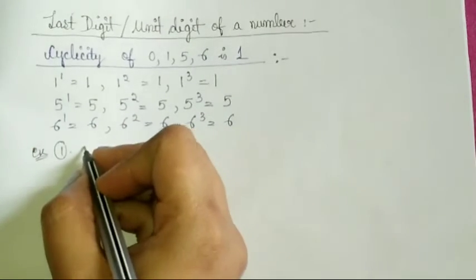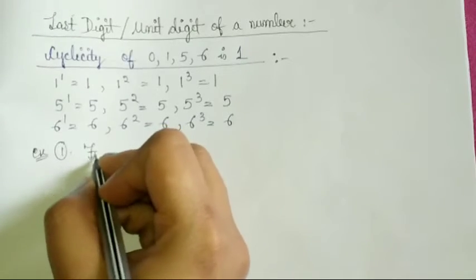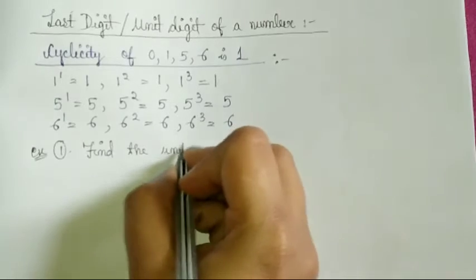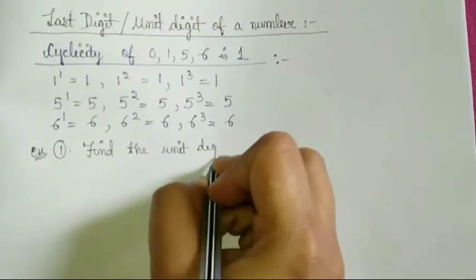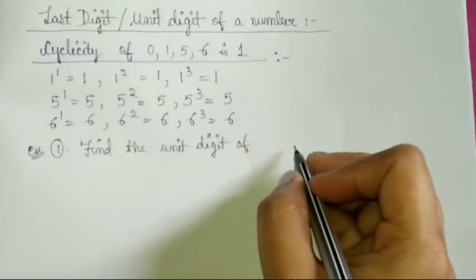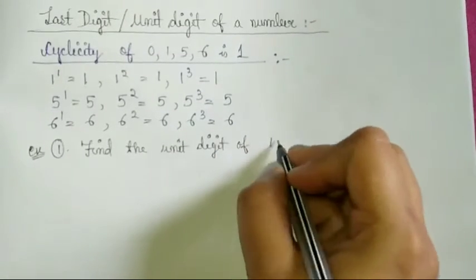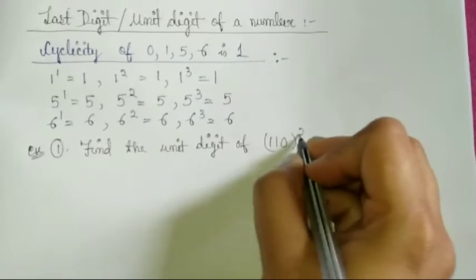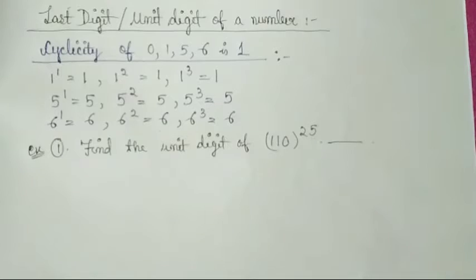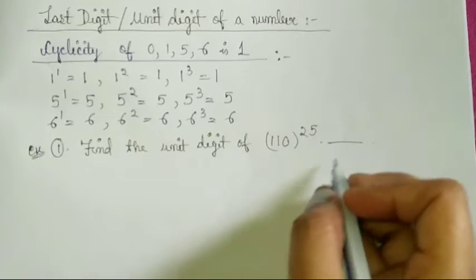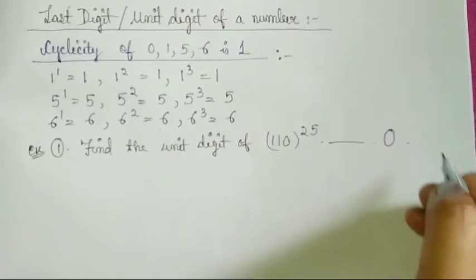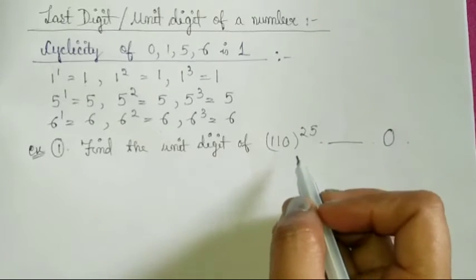Example 1. Suppose we are given a question to find the unit digit of, say, 110 raised to the power 25. So its unit digit is going to be, find the unit digit of this. So its unit digit is nothing but 0, because its cyclicity is 1.